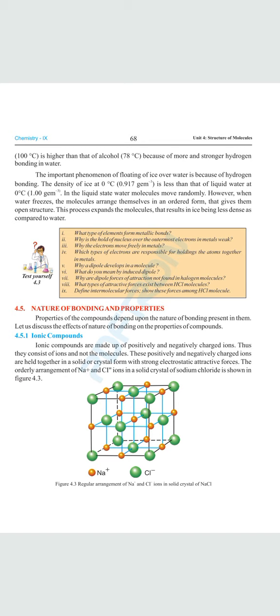The important phenomenon of ice floating over water is because of hydrogen bonding. As we know, ice floats over water. It is also because of the hydrogen bonding in water. The density of ice at 0 Celsius is 0.917 grams per cubic centimeter, which is less than that of liquid water at 0 Celsius.